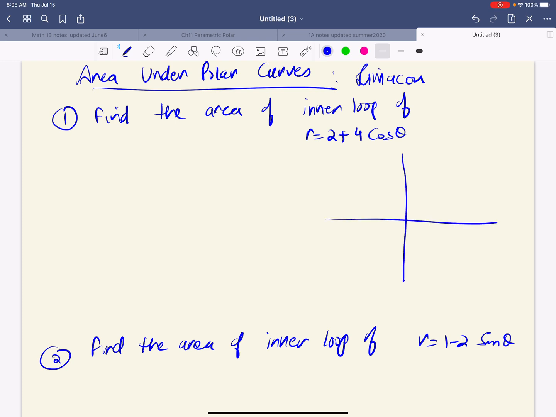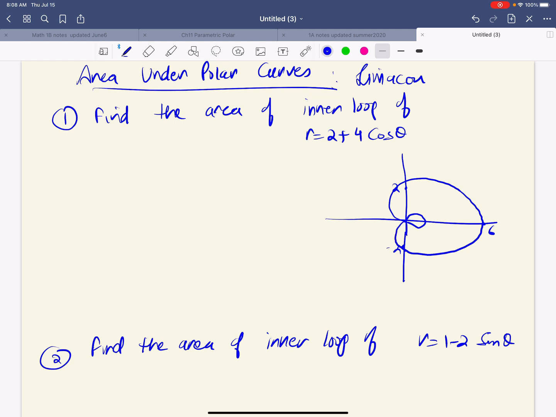Okay, so let's see, find the area of the inner loop of 2 plus 4 cos theta. So how does this graph look? 2 plus 4 cosine theta. It's going to be on the positive x-axis, going all the way up to 6. It's going to go up to 2 here, negative 2. That's how my graph is going to look. It's going to be symmetric on both sides.